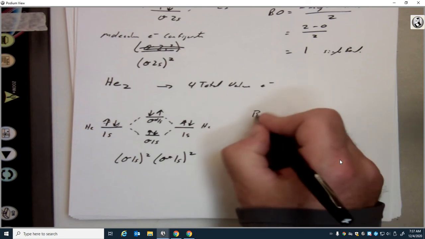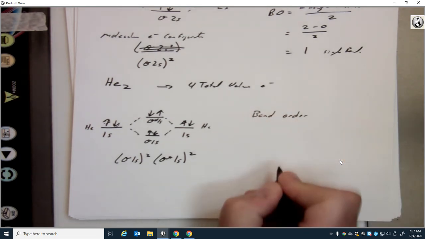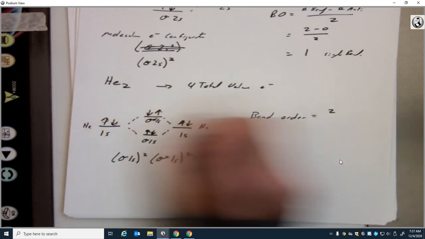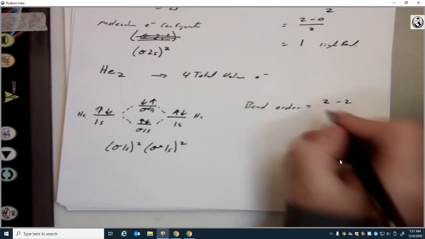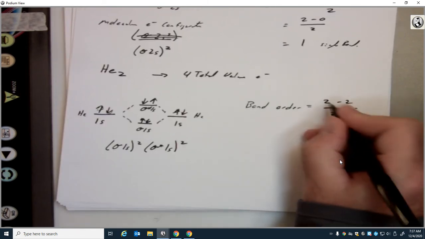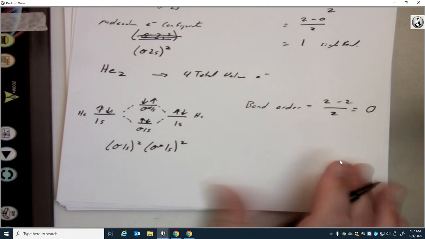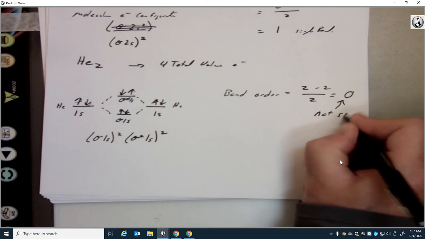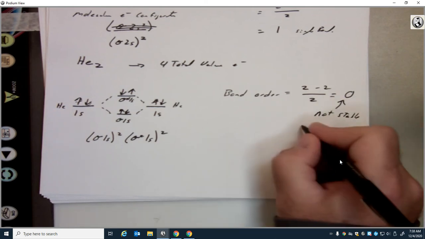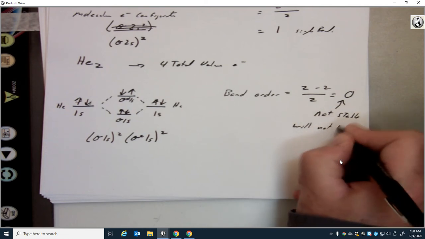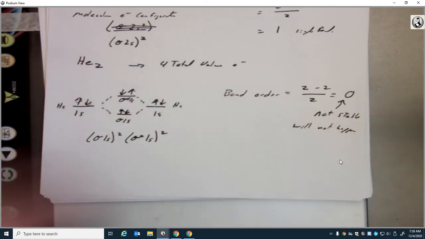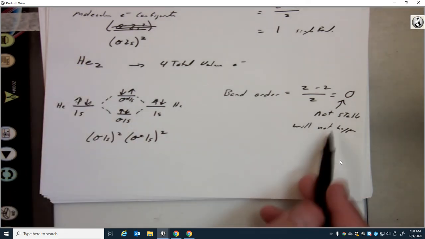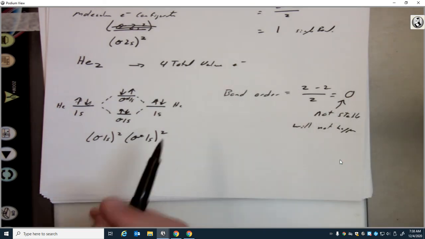Okay, now, just for fun, let's look at bond order. We have 2 bonding minus 2 anti-bonding, divided by 2. 2 minus 2 is 0, divided by 2 is 0. What is that telling me? It's not stable. It will not happen. Will diatomic helium form? The answer is no. It's not stable. So that's what this bond order is telling us.